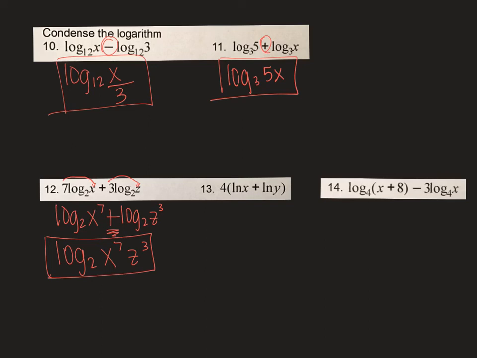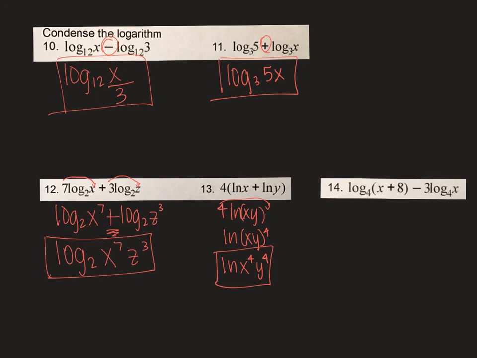Okay, so in 13 we've got 4 times natural log of x plus natural log of y. So we want to do inside those parentheses first. So that plus sign means we're going to multiply the x and the y, and then this 4 was our exponent. So it's going to go to the whole thing. So you can write that as the natural log of x times y all to the 4th, or natural log of x to the 4th times y to the 4th.